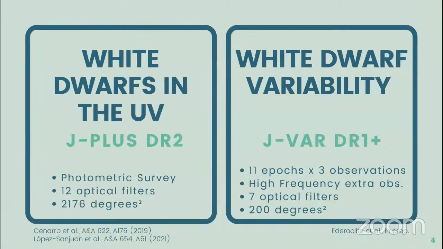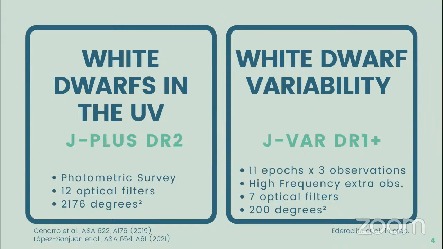The work that we've been doing this summer can be divided into two projects. The first one is white dwarfs in the ultraviolet, for which we have used JPAS DR2 data. That's, as all of you know, a photometric survey with optical filters that covers, for DR2, an area of 2,176 square degrees. For the second part of the project, where we studied white dwarf variability, we have used JVAR DR1 plus, because we actually use more fields, as will come up.